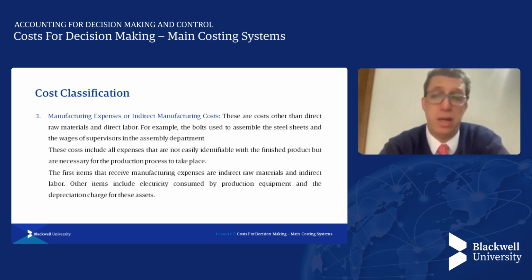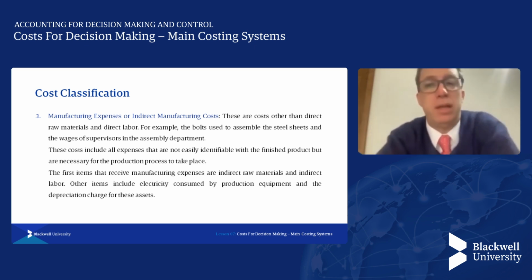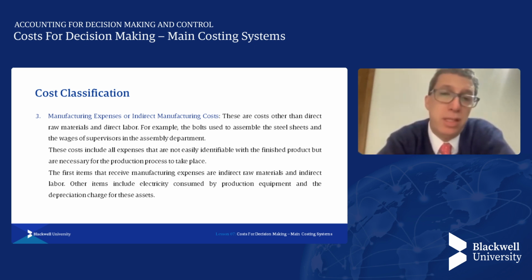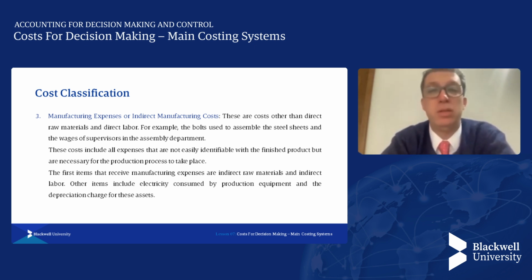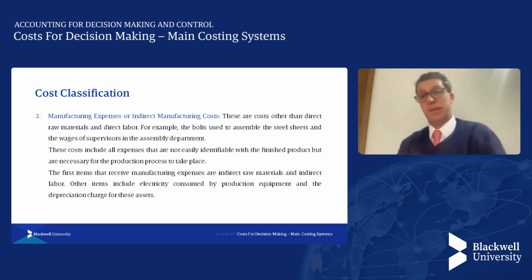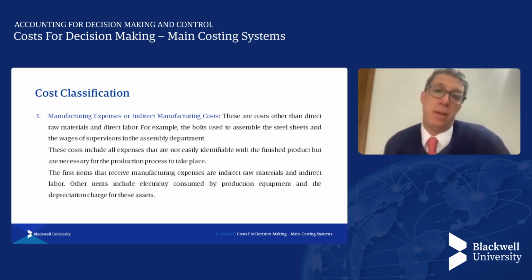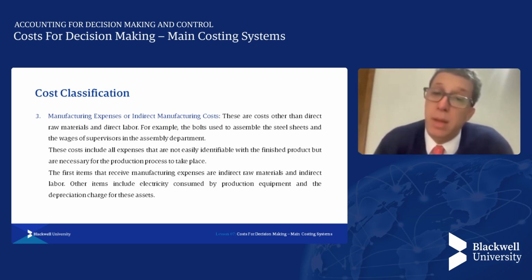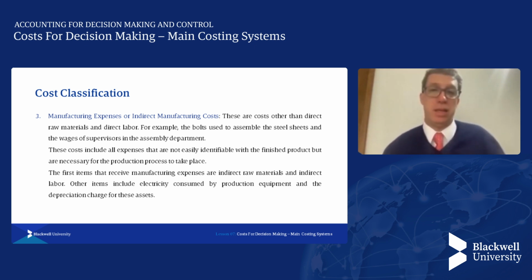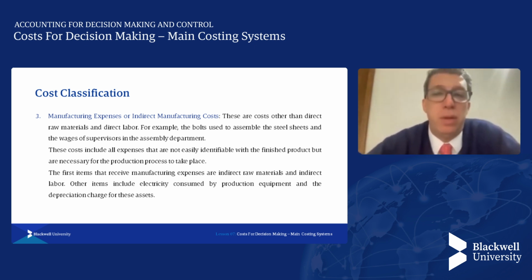Also, of course, not all are direct costs or direct expenses. We will also have manufacturing expenses, or indirect manufacturing costs, which are those costs distinct from raw materials and direct labor. For example, the bolts used to assemble the steel sheet and the salaries of the supervisors in that department or assembly area. So, they are all costs that are not so direct, not easily identifiable with the finished product, but that are necessary for the production process to take place.